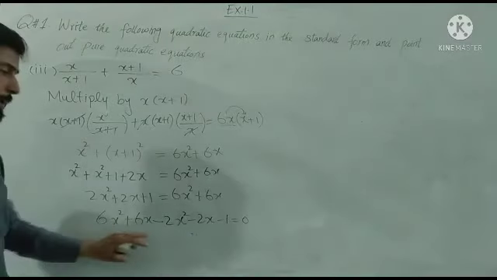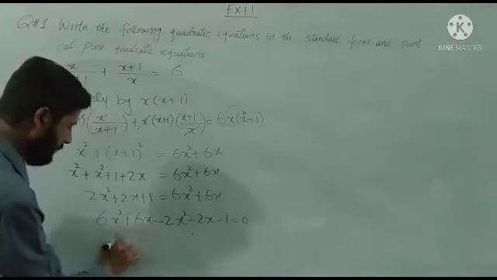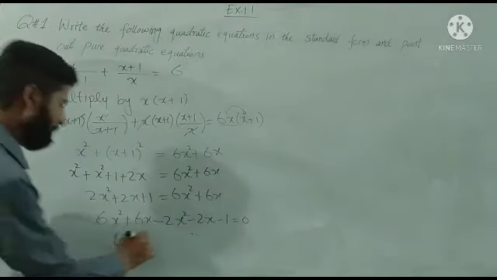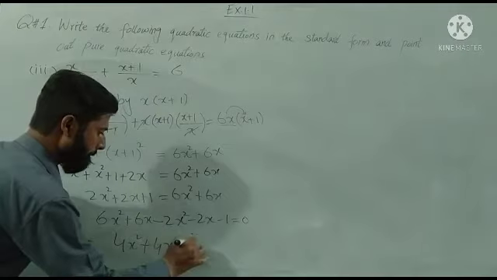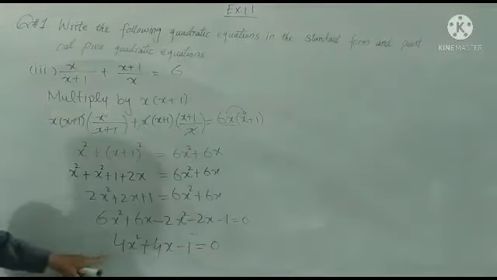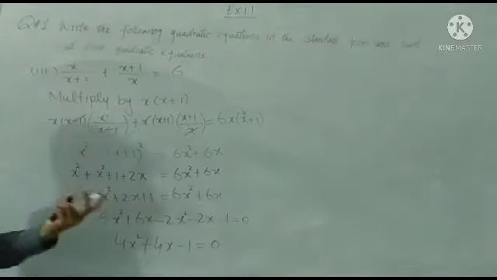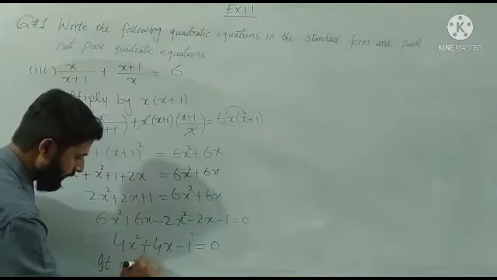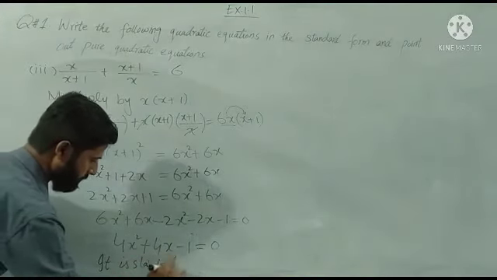Now 6x square minus 2x square, 4x square, 6x minus 2x plus 4x minus 1 is equal to 0. How many terms are here? 3 terms. So it means it is a standard quadratic equation.